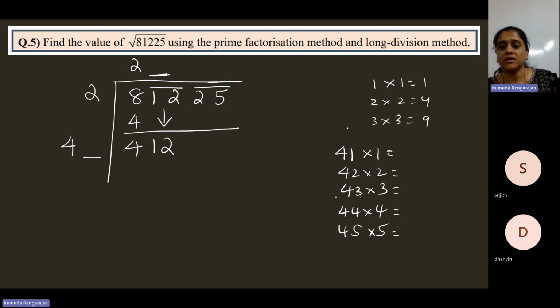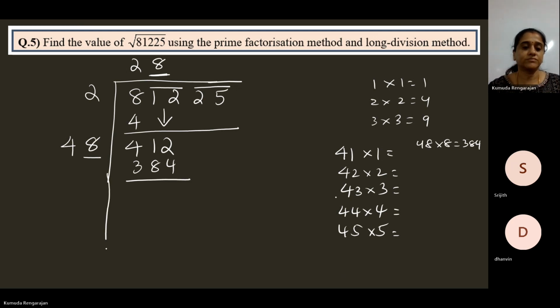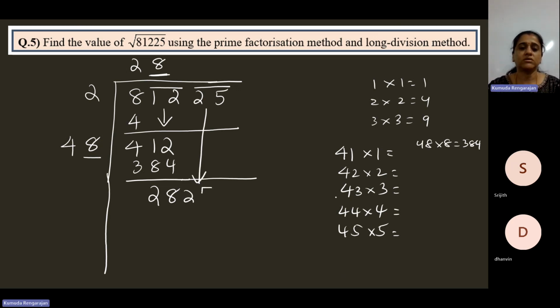48 into 8. What is 48 into 8? 384. What's the remainder? 28. Next step. Bring the next pair down. Then next step. Double the quotient. What do you have in the quotient? 28. Double it. 56.